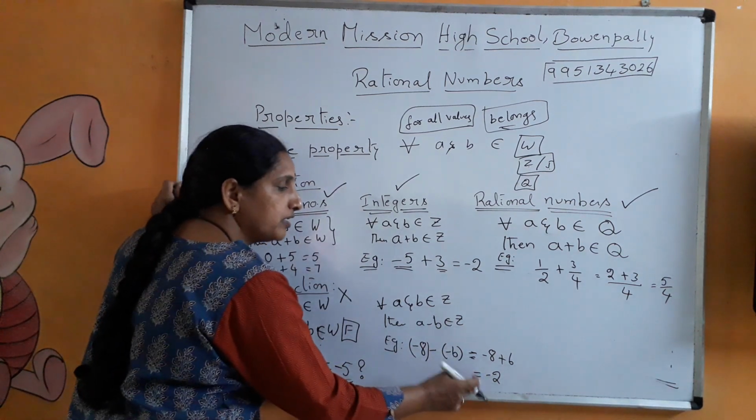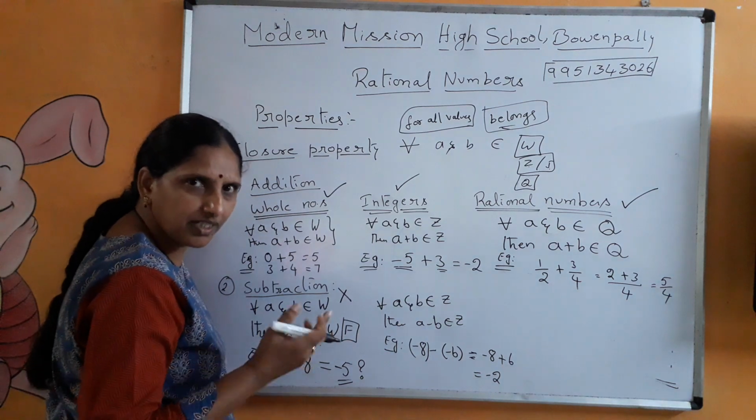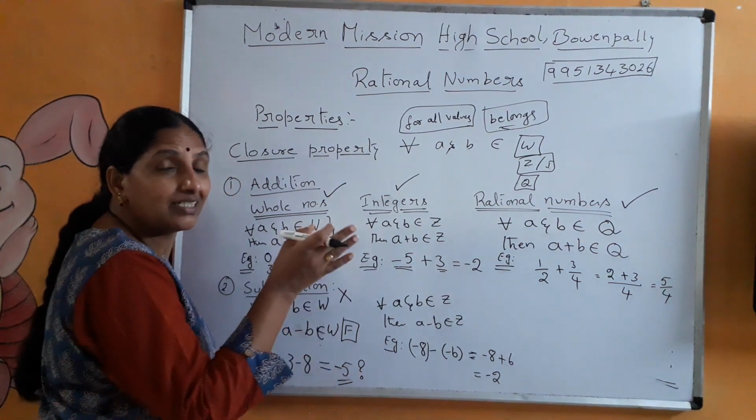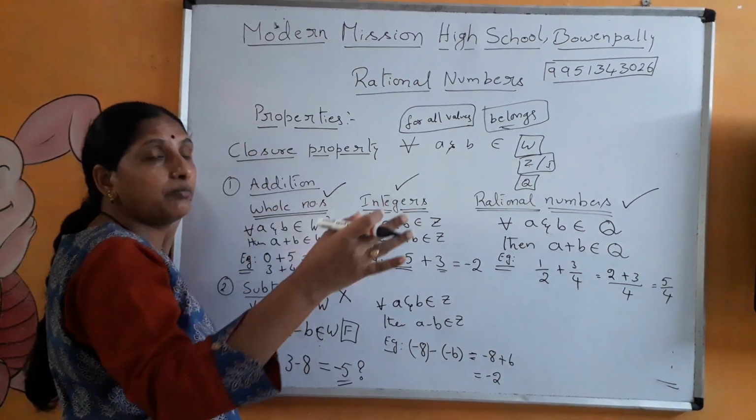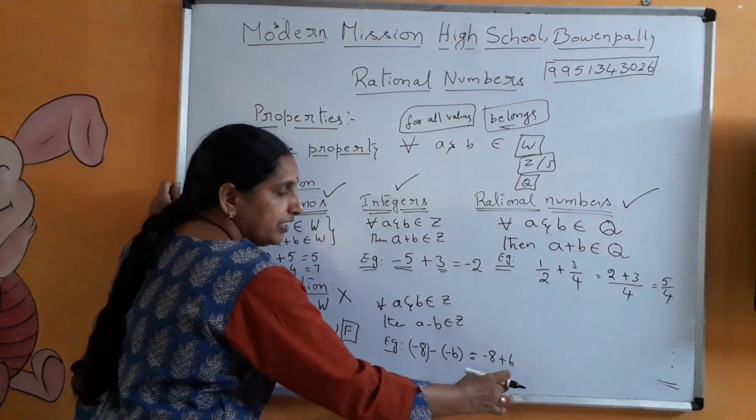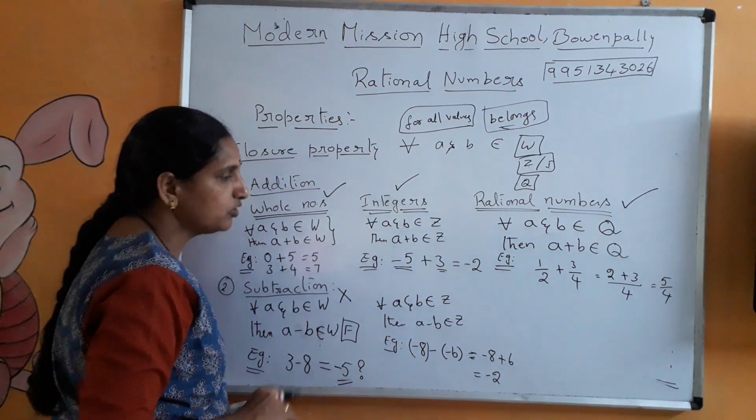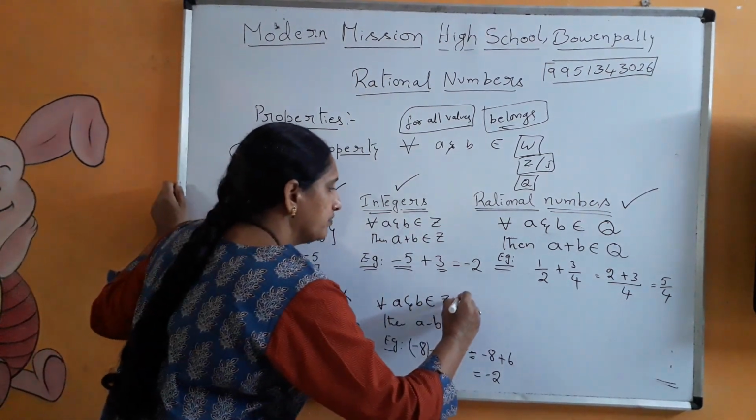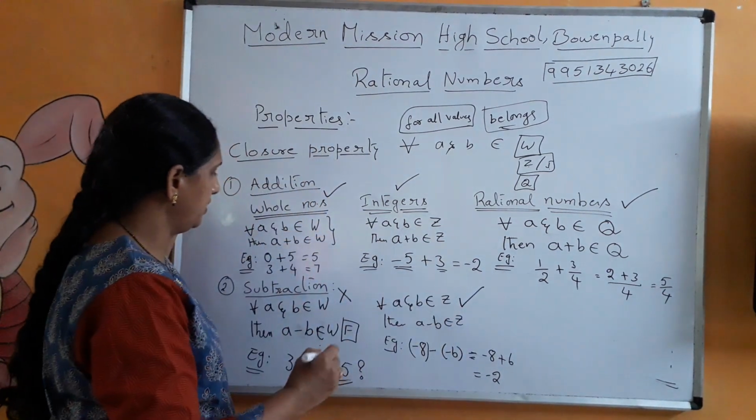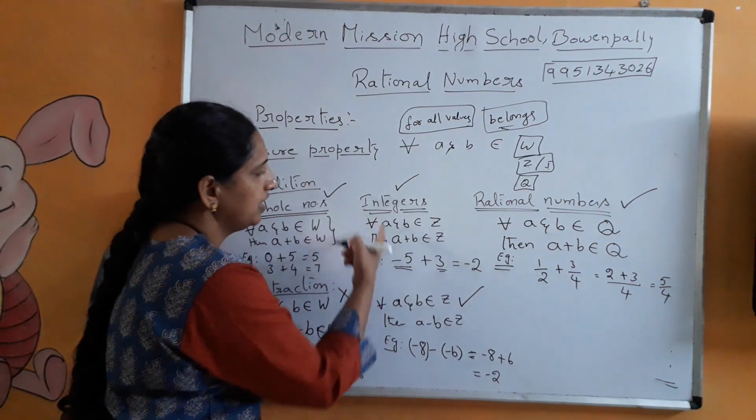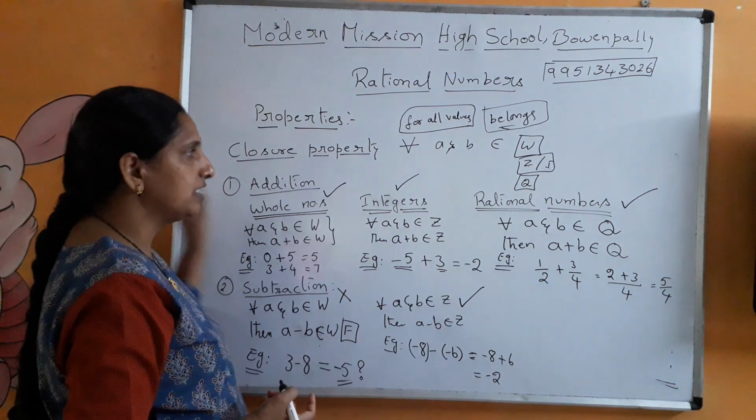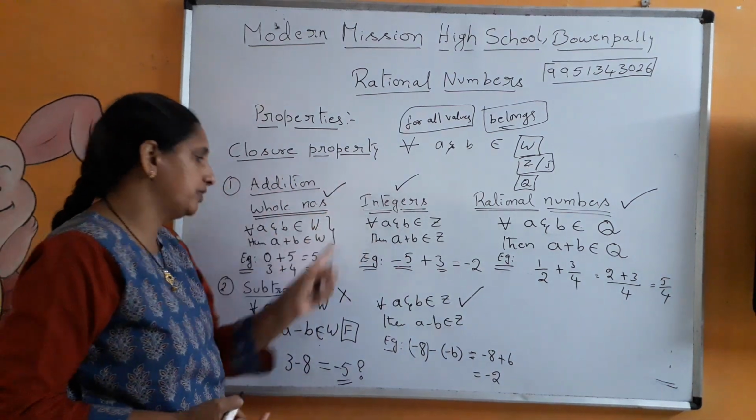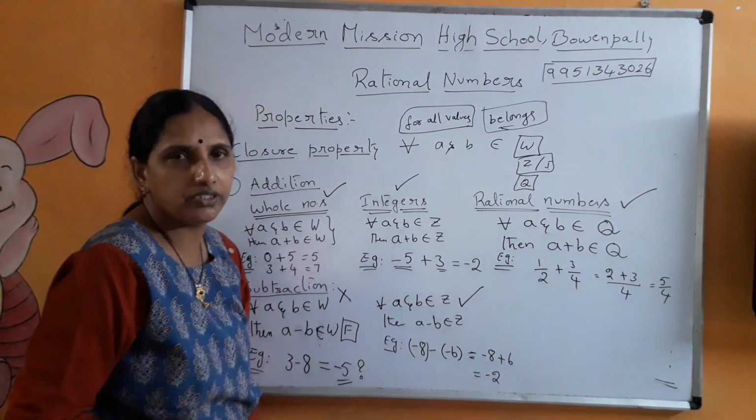Is minus 2 an integer? Yes, minus 2 is an integer because integers start from minus infinity and extend till plus infinity. All negative numbers fall under integers. So therefore this is true. That means under subtraction integers are closed. That means integers obey closure property under subtraction.